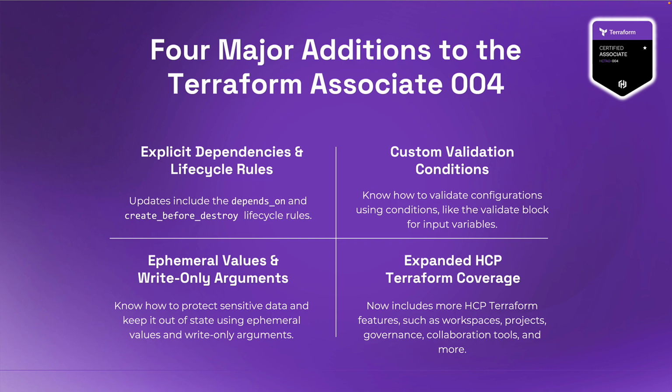Now, the 004 exam includes updates around the depends_on argument and the create_before_destroy lifecycle. In the earlier exam versions, we did have questions around dependencies and really identifying if something was an explicit dependency or an implicit dependency. And of course, explicit uses the depends_on argument, but now they specifically added it to the subobjectives. And we have had some lifecycle rules in the past, but we've added create_before_destroy as well.